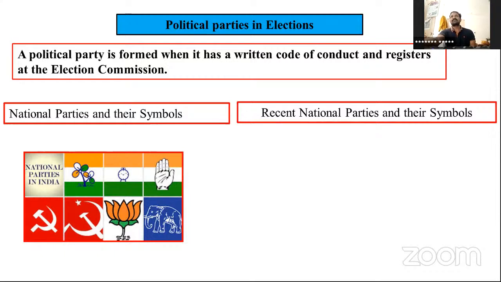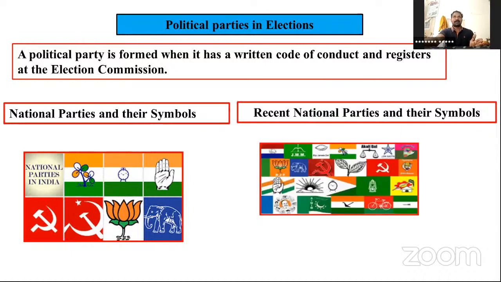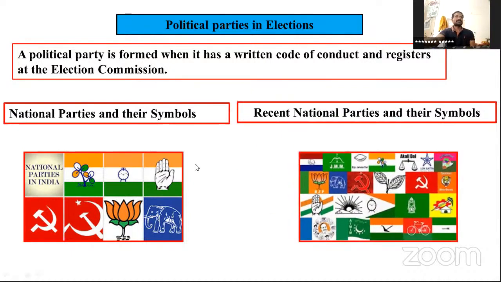There are a number of political parties in India. Now look at this. There are two types of political parties: one is national parties and the second is regional parties. What is a regional party? What is a national party? Let us discuss which parties are eligible to be regional and national parties. Look at these pictures. Both of these are national parties in India. Some symbols are given here. These symbols are revised periodically.